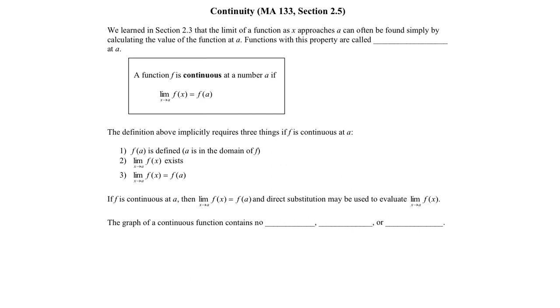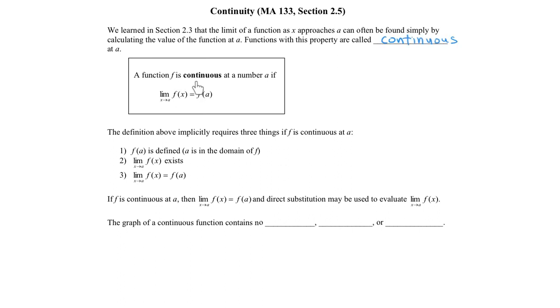We learned in section 2.3 that the limit of a function as x approaches a can often be found simply by calculating the value of the function at a. So we just had to basically plug in that value into the function. Functions with this property are called continuous at a. I've got a little definition here.